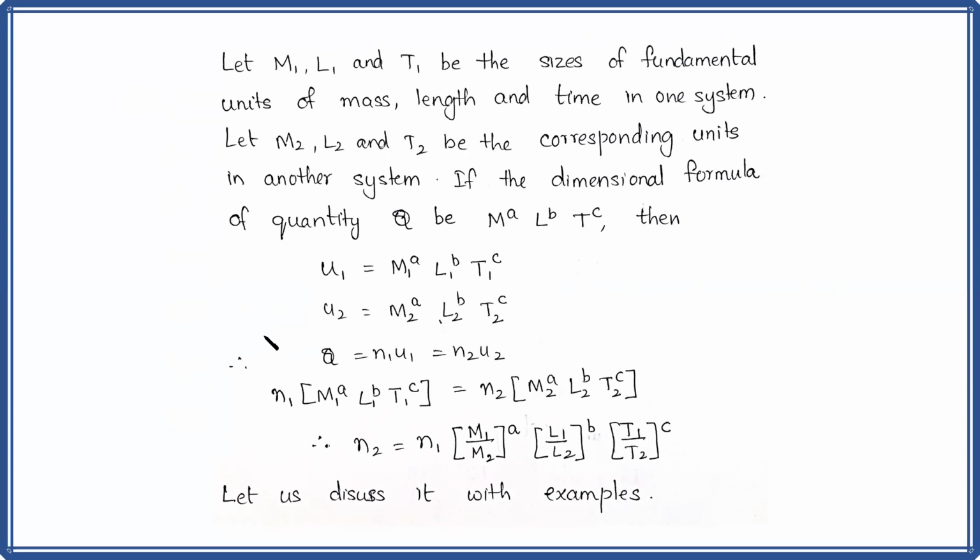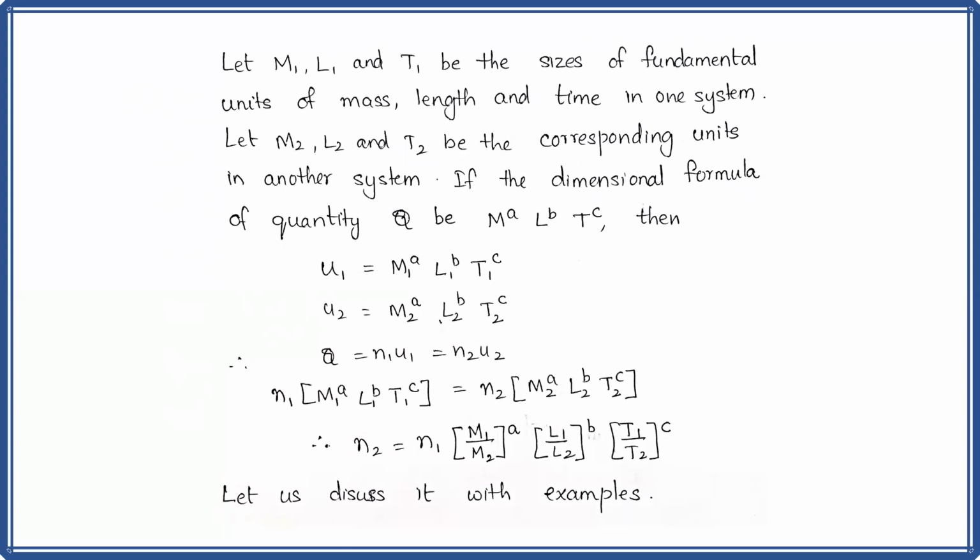Now, as I told you in the previous one, N1 U1 is equal to N2 U2. U1 means M1 to the power of a, L1 to the power of b, T1 to the power of c. That is equal to N2 into U2, meaning M2 to the power of a, L2 to the power of b, and T2 to the power of c. Therefore, N2 is equal to N1 into (M1 by M2) to the power of a, (L1 by L2) to the power of b, (T1 by T2) to the power of c.